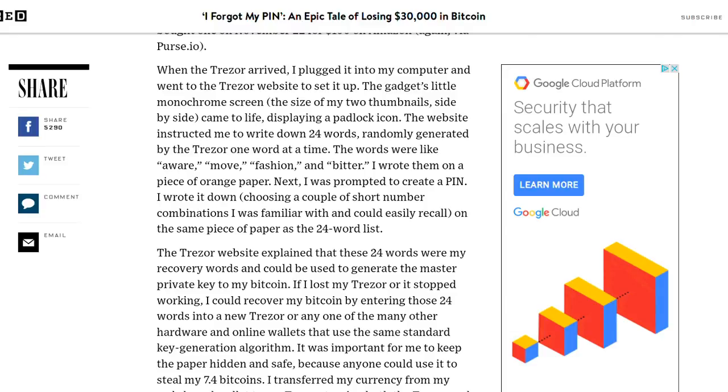So he wrote down the 24 words, and he chose a couple of short number combinations that he was familiar with and could easily recall. And he put that on the same piece of paper as the 24 word list. So you've got the recovery keys and you've got the PIN to get in. Sounds pretty safe. If you lose the device, you can regenerate the keys with the words to get into the device. You've got the PIN. So either way. It's important to keep the paper safe and hidden, because anyone could use it to steal the Bitcoins.